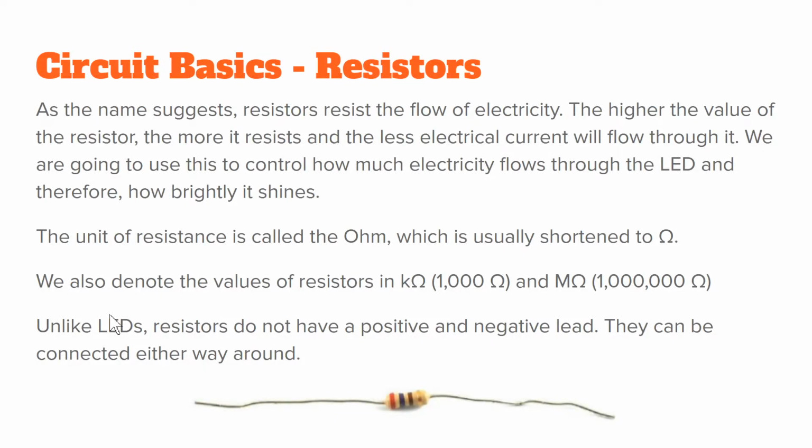Okay, so we're going to go into our first circuit element. A resistor resists the flow of electricity, just like the name suggests. The higher the value, the more it's going to resist, simple as that, and so the less electrical current will flow through it. We are going to use this to control how much electricity flows through the LED, which I'll do in a couple of slides.